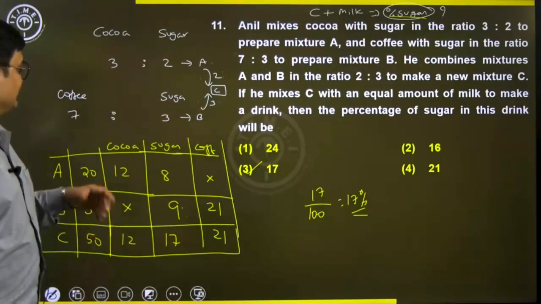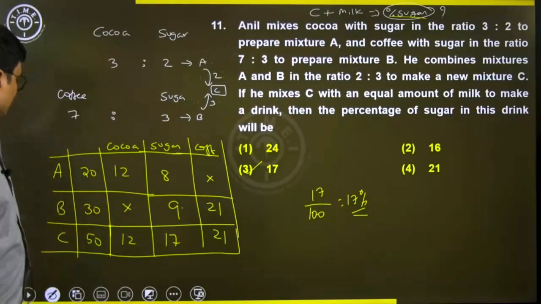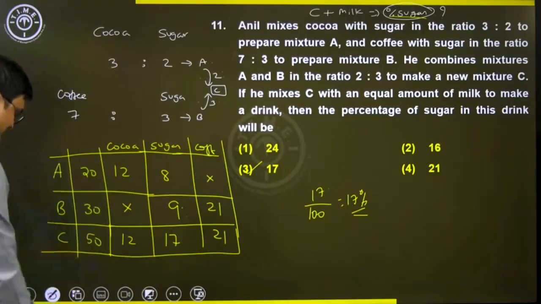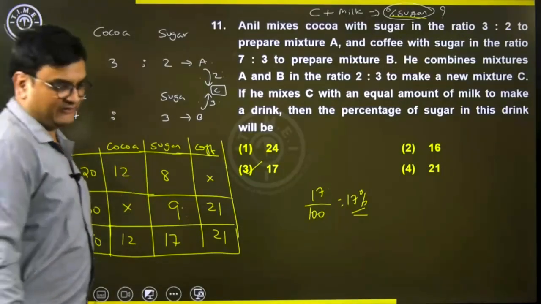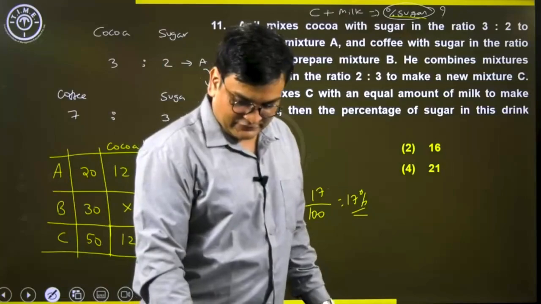Alright. So here the key was to identify what quantities of A and B to take, so that we get convenient calculations. We could do it like this. I hope we are clear with this.